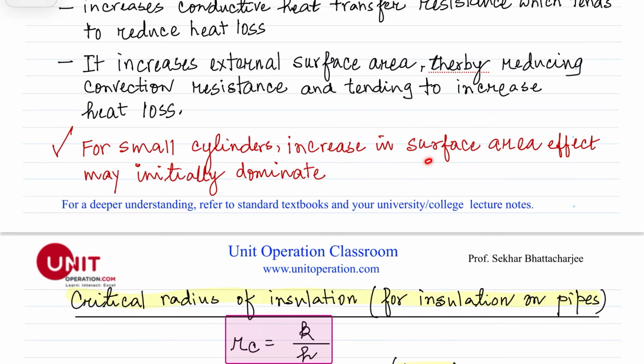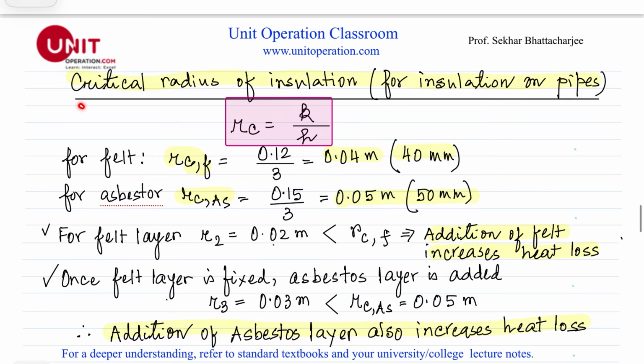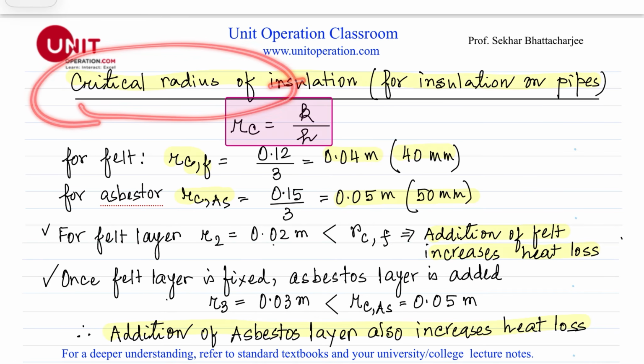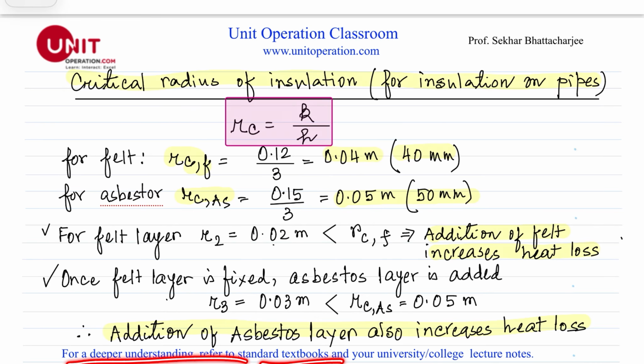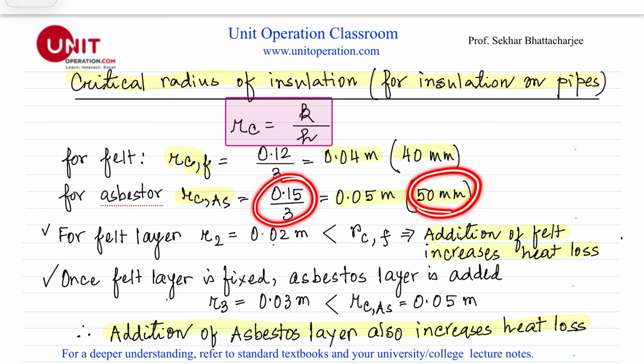That means in that case, for small pipes, if you add insulation, then up to a certain point, the heat transfer will actually increase by adding insulation. So for that, there's a critical radius of insulation. Just read any standard textbook or your lecture notes, and that will explain how we get that. So for the felt, this k is given, h is already given, so that's around 40 mm. For asbestos, this is the value, so we get around 50 mm.